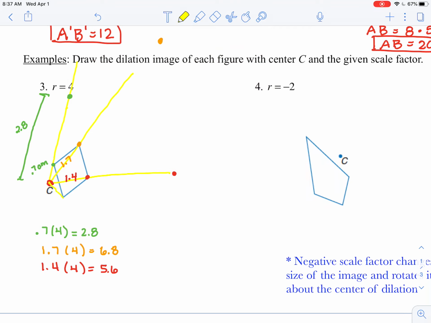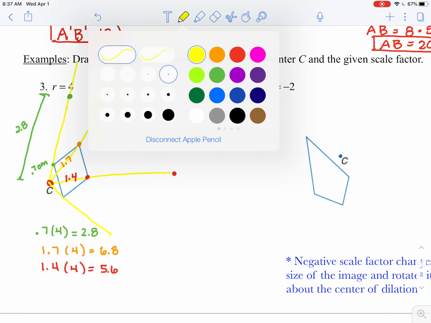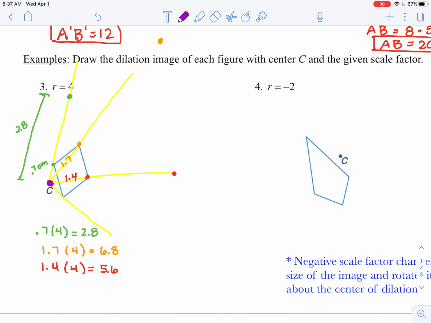Okay, and finally for our last point, from the center of dilation through the vertex, this final point from the center to that vertex, I measured as 0.7 centimeters. So when I multiply by the scale factor, that one should be out 2.8 centimeters. And I believe that goes about here. When you're finished dilating each individual vertex, connect your points to give you the image.